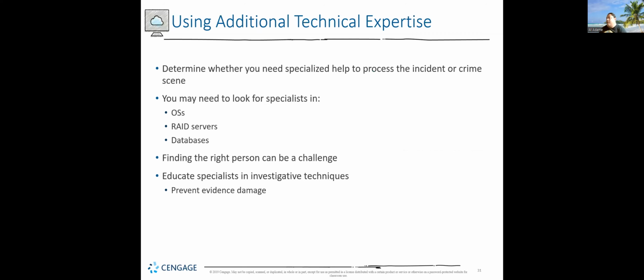Using additional technical expertise. Determine whether you need specialized help to process the incident or crime scene. You may need to look for specialists in operating systems, RAID servers, and databases. You're going to rely on other people because, let's face it, not everybody knows everything, right? So let's say you have to recover stuff from a database, but it's configured in a way you've never seen. You would talk to a database expert.